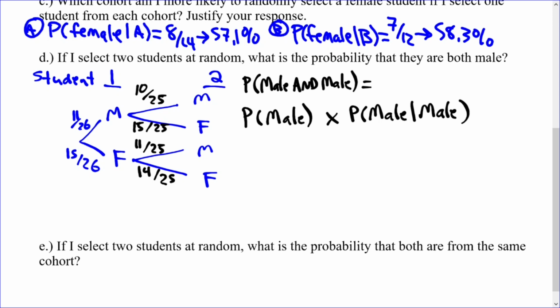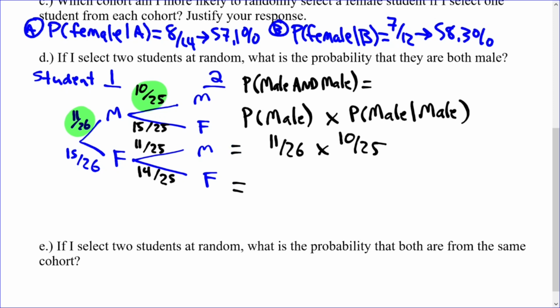Probability of the first student being male is 11 over 26. The probability of the second student being male, given that the first student was male, is 10 over 25. So let's plug in those values. Probability of being male in general is 11 out of 26 times probability of being male, given that the other student selected was male, is 10 over 25.